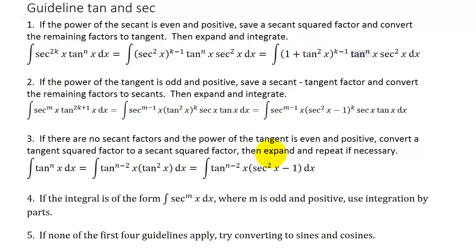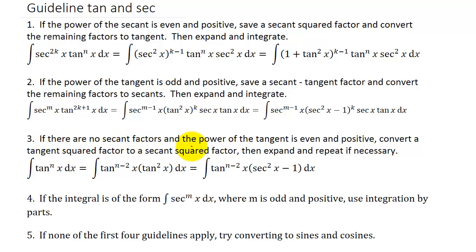I'm not going to go through them. If you want to see a little explanation of this, then you can check out my trigonometric integrals example 4 video. That's where I go over these. But in this problem we're going to be working with this third one.